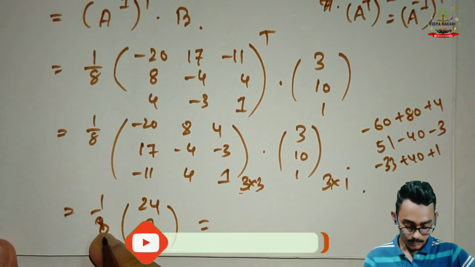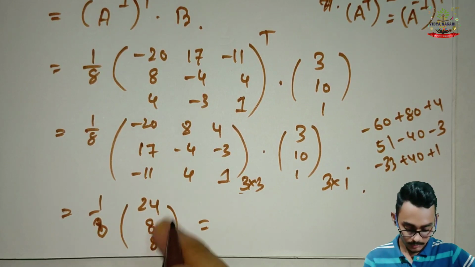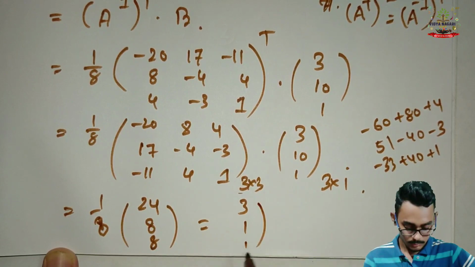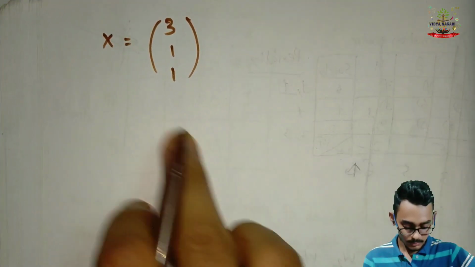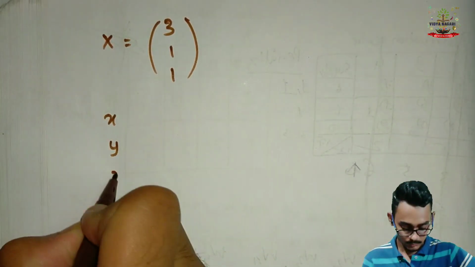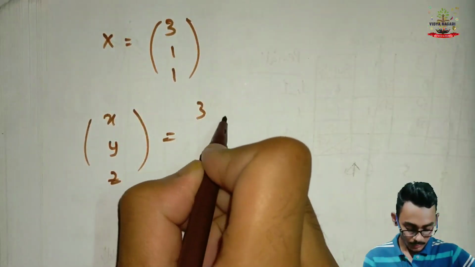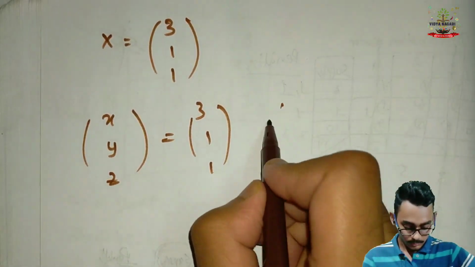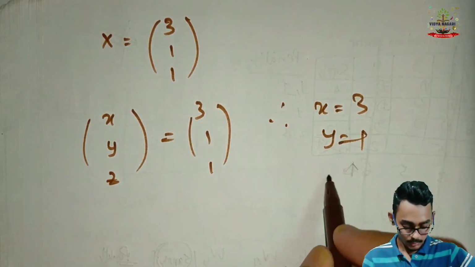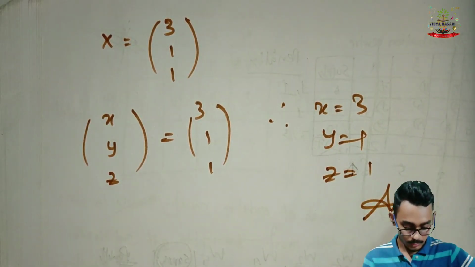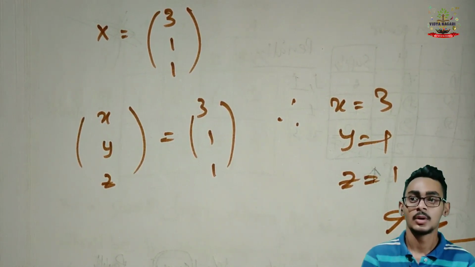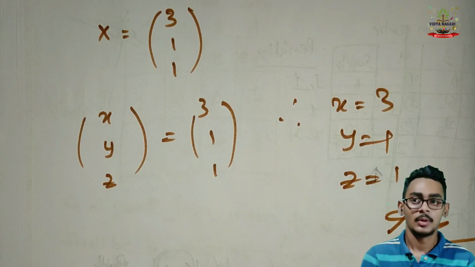If I divide all the elements by 8, 3 8s are 24, 1, 1. So x equals 3, 1, 1, and our x matrix is x, y, z equals 3, 1, 1. So respectively x equals 3, y equals 1, and z equals 1. This is our answer. In our next lecture, we will start our next chapter, determinants.